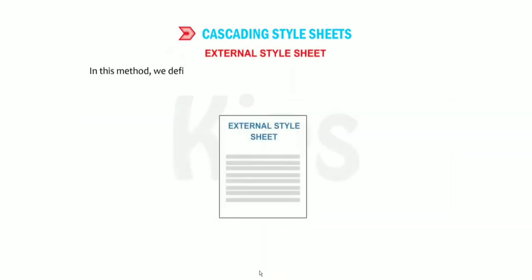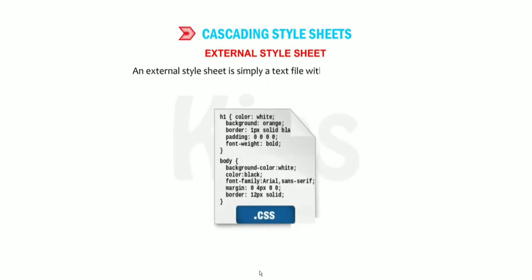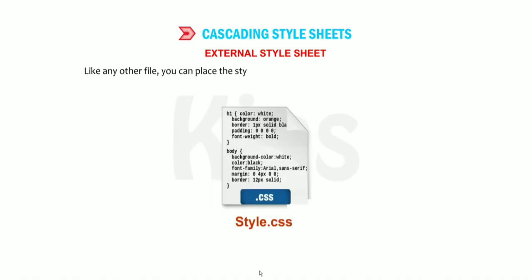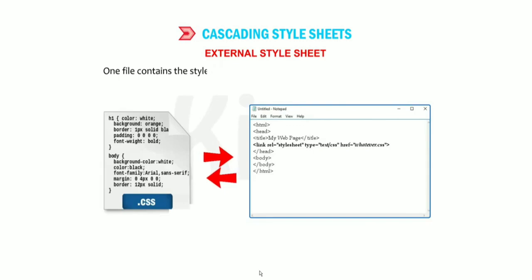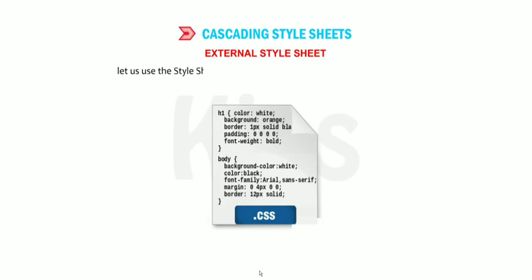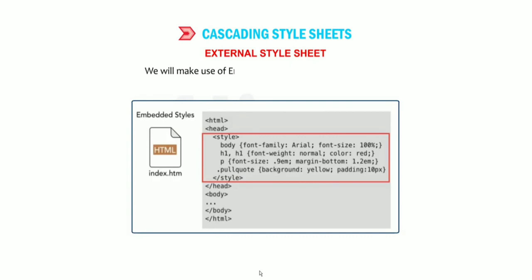External style sheet. In this method, we define style rules separately. An external style sheet is simply a text file with the extension .css. Like any other file, you can place the style sheet with its name, like style.css, on your web server or hard disk. This method incorporates two files. One file contains the style code only and the other file contains the HTML code. Let us now see the style sheet to set various properties of a body. We will make use of the embedded style sheet.